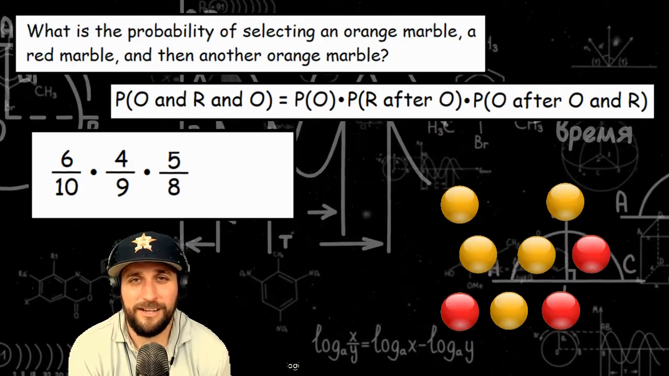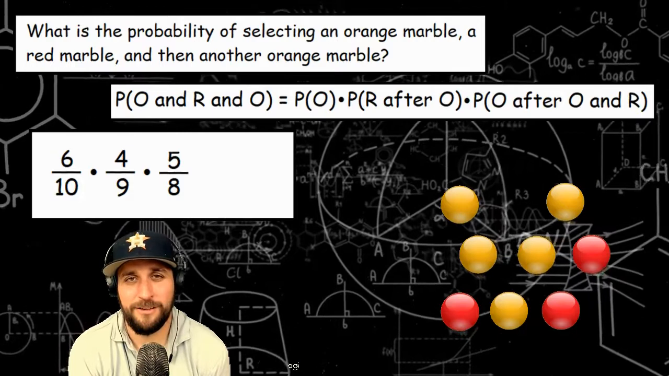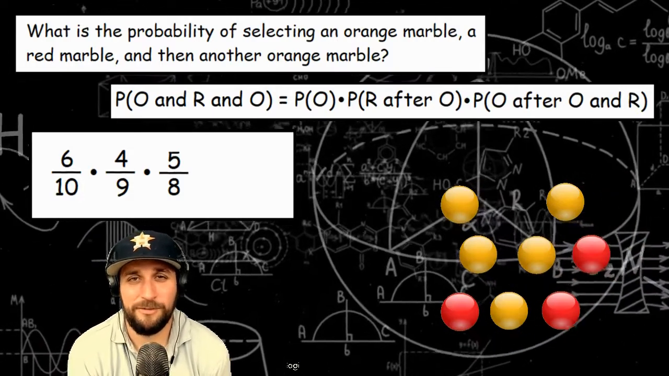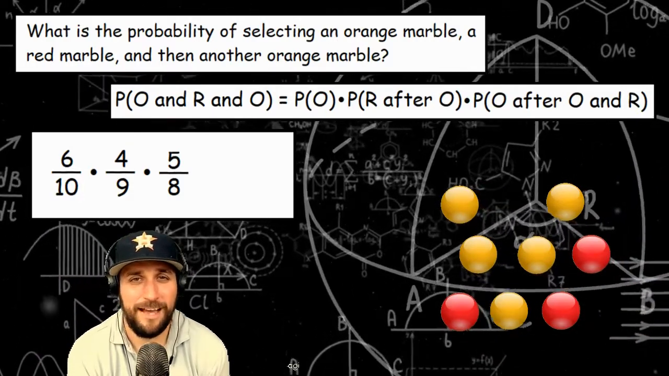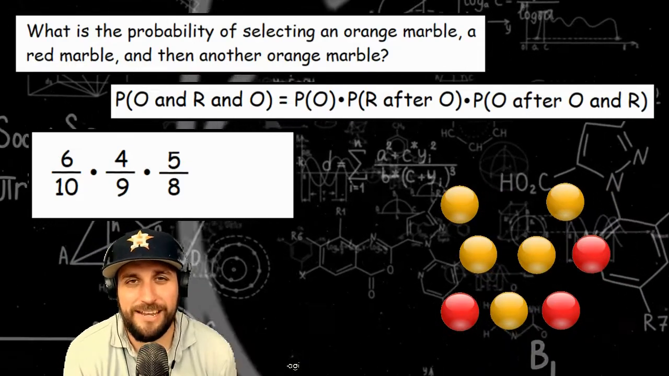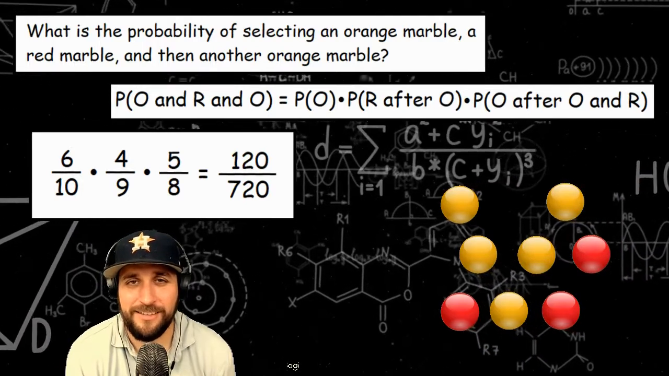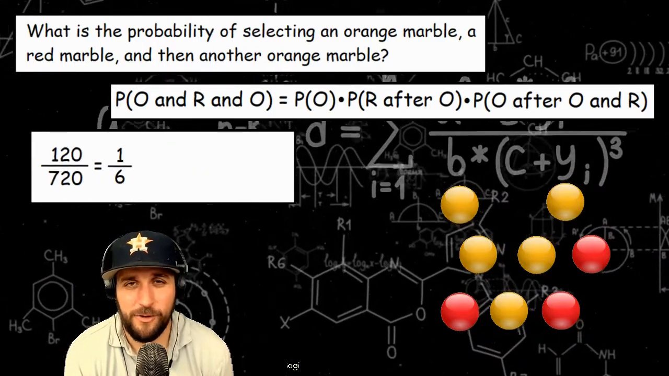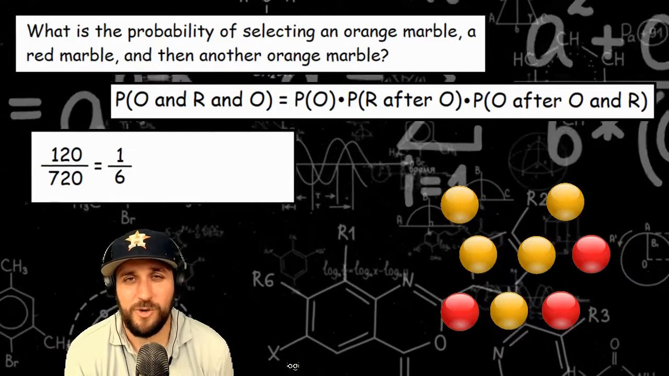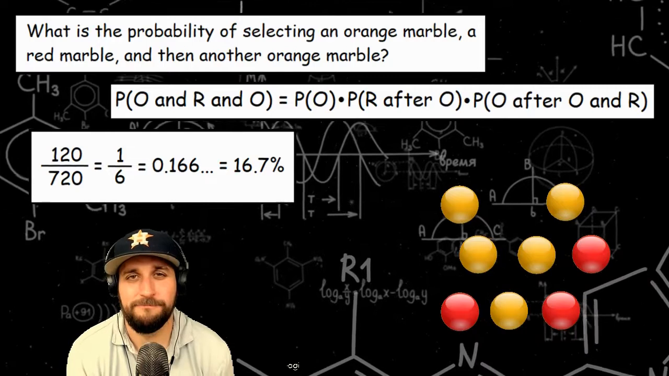So the probability of this occurring, orange and then red and then orange without replacement, would be 6 over 10 times 4 over 9 times 5 over 8. So that's 120 over 720. When I reduce that, I get 1/6. So the probability of drawing orange and then red and then orange was 1 in 6, or 16.7%.